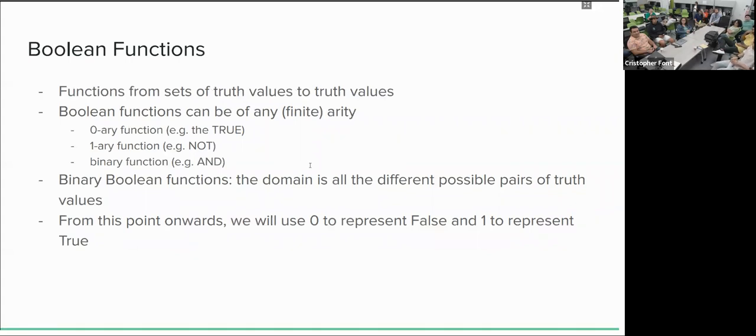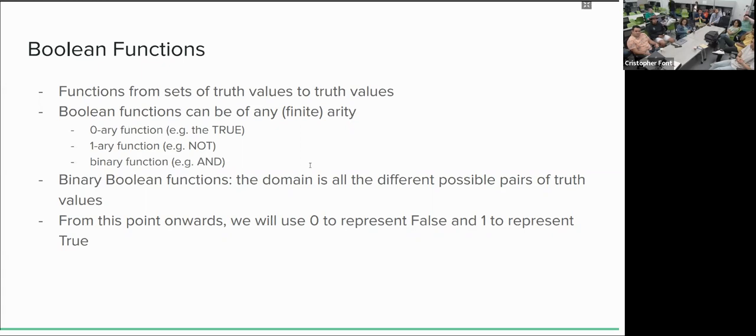So first we need to know about Boolean functions. If you've heard of this, you can think of zeros and ones, true and false values. And we're going to try to develop some functions from the sets of true and false values. So first off, Boolean functions can be of any finite arity. What that means is just that the inputs that they take in are finite. Okay? So for example, a zero arity function, for example, true, doesn't require any inputs, it's just true, whereas not needs something to negate. We'll give an example of this later on.